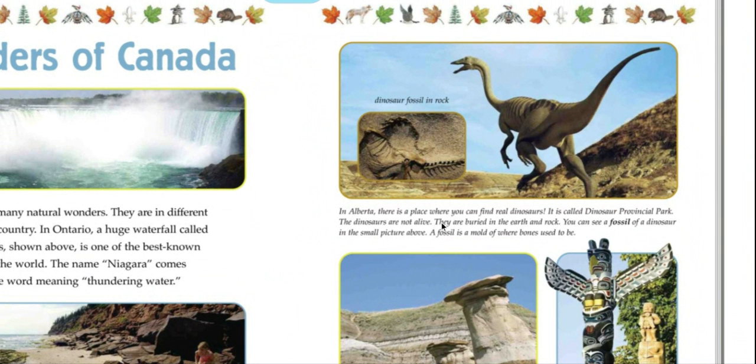In Alberta, there's a place where you can find real dinosaurs. It's called Dinosaur Provincial Park. The dinosaurs are not alive. They are buried in the earth and rock. You can see a fossil of a dinosaur in the small picture above. A fossil is a mold of where bones used to be. So this is a dinosaur fossil in a rock. This rock has been fossilized.